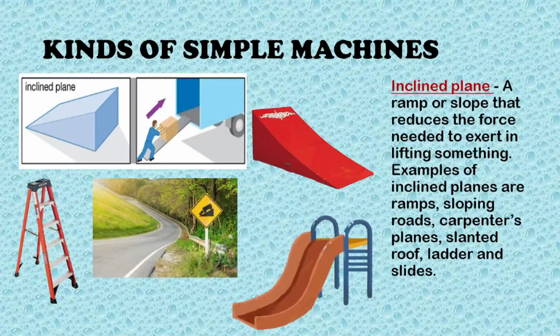First is the inclined plane. Inclined plane is a ramp or slope that reduces the force needed to exert in lifting something. Examples of inclined planes are ramps, sloping roads, carpenter's plane, slanted roof, ladder, and slides.